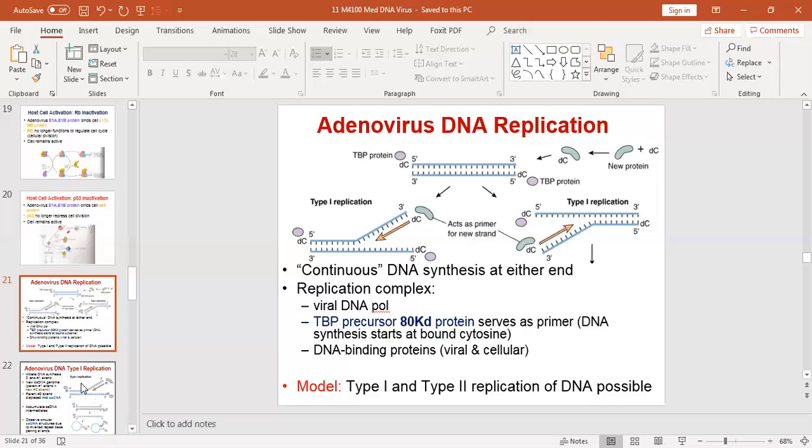And also we need a group of DNA binding proteins, those proteins that belong to either the virus or the host cell, and they bind to DNA. They serve as transcription factors, activators, recruiters, and chromatin remodeling. You don't need to worry too much about the details of it. Know that adenovirus DNA replication can use type 1 and type 2 models of replication. We will talk about these two models in subsequent slides.